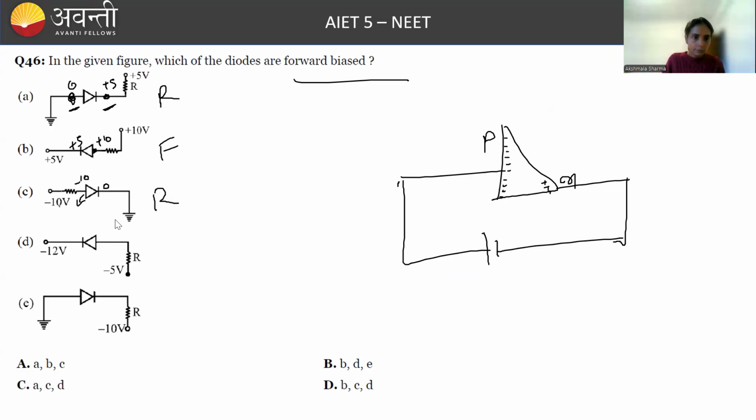If we talk about this, it is -5 and this is -12. So -5 is greater than -12, forward bias. And here, if you see, this is 0 and this is -10. Again, 0 is greater than -10, so this is also forward bias. So which ones are forward bias? B, D and E. So the correct option will be B.